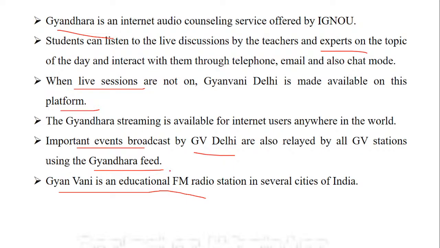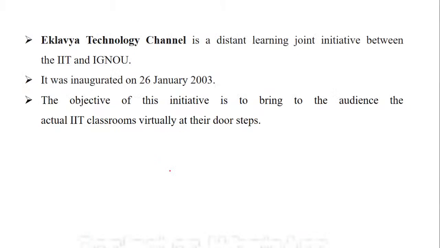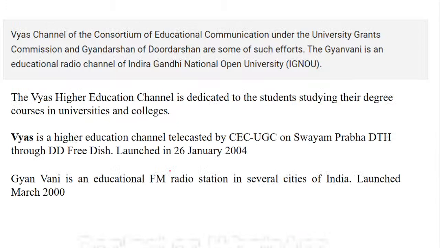Is it clear? Yes, I have left two slides in between because that was repetition of this. I have covered Gyan Vani, which is an educational FM radio that works in several cities of India, which was launched in March 2000. Now we have the VASH channel also, okay. The VASH channel is a channel of the Consortium of Educational Communication under the UGC. We studied that Gyan Darshan of Doordarshan has similar efforts. Gyan Vani is an educational radio channel of Indira Gandhi National Open University. The VASH channel is dedicated to the students studying their degree courses in universities and colleges.